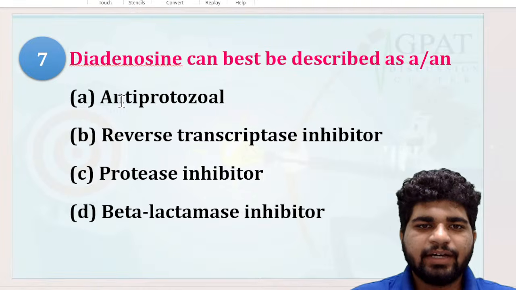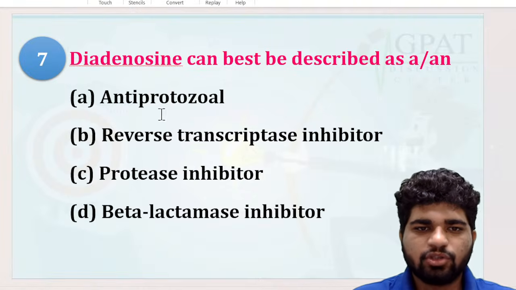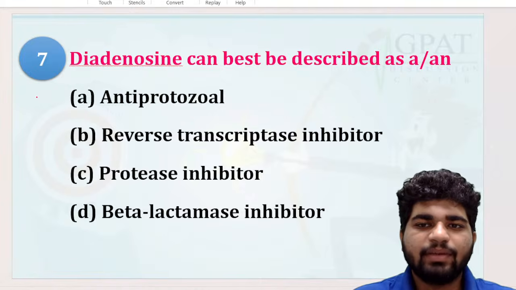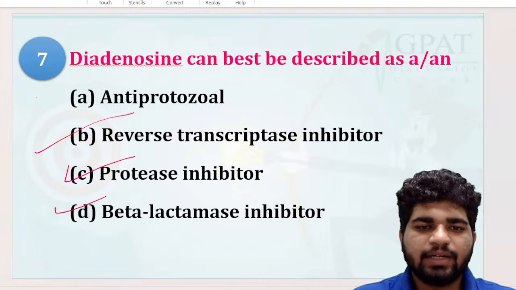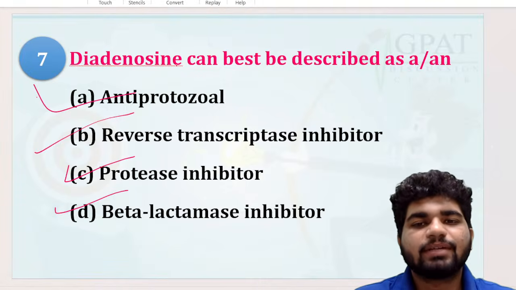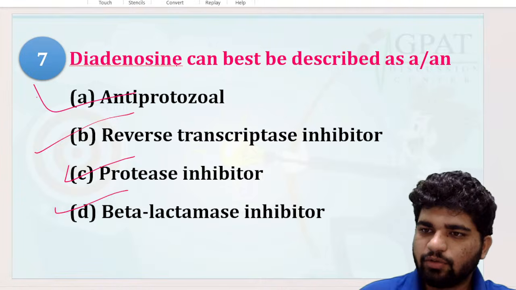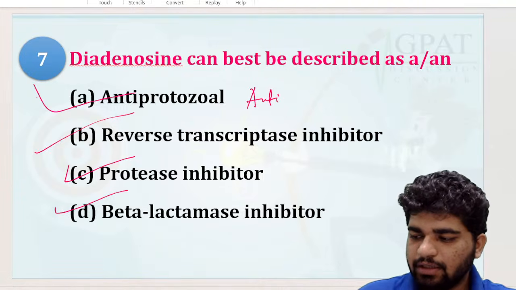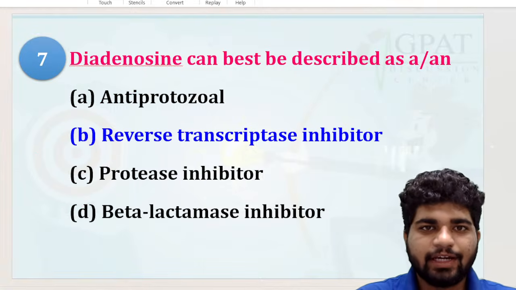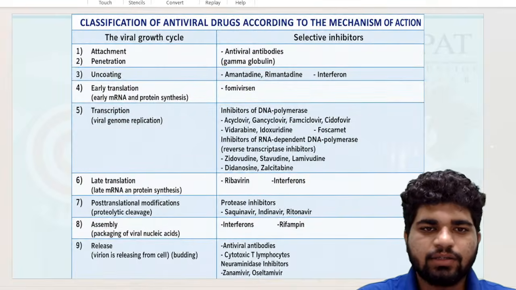Didanosine can be best described as an anti-protozoal, reverse transcriptase inhibitor, protease inhibitor, or beta-lactamase inhibitor? Didanosine is nothing but your reverse transcriptase inhibitor, which is nothing but an antiretroviral agent, right? Useful in HIV. Didanosine, zidovudine, lamivudine, right?